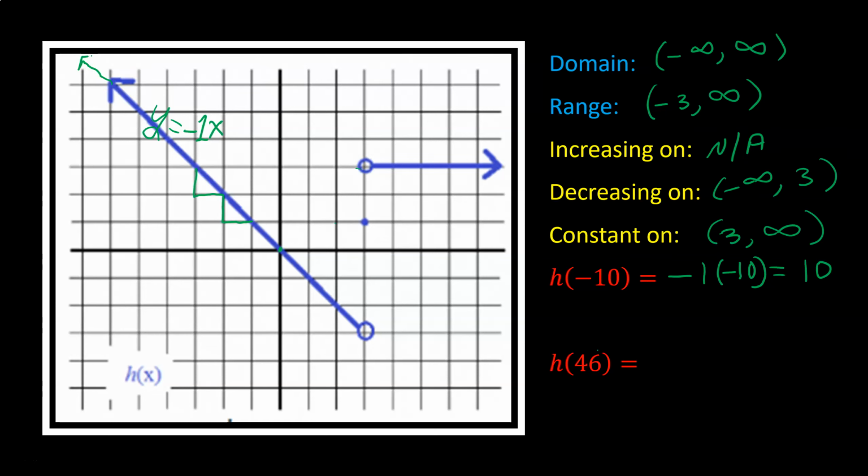Okay, same concept. h of 46. Oh my gosh, that's way out there. But wait a minute, we know what this function is doing by looking at the equation of the piece where h of 46 belongs. So the equation here is a constant function: y equals 3. So h of 46 is going to equal 3 because it belongs to that branch of the piecewise function. And that is it for today.